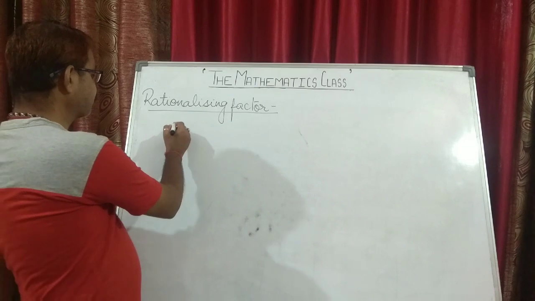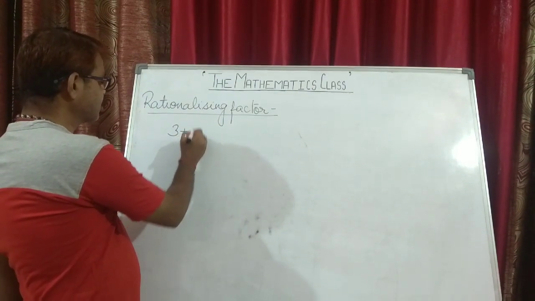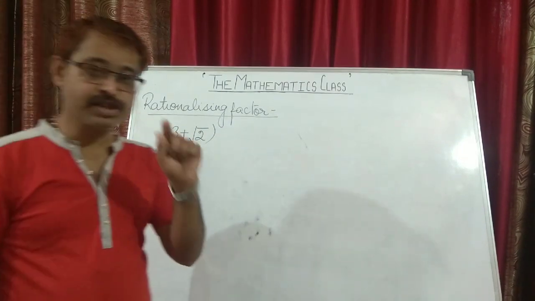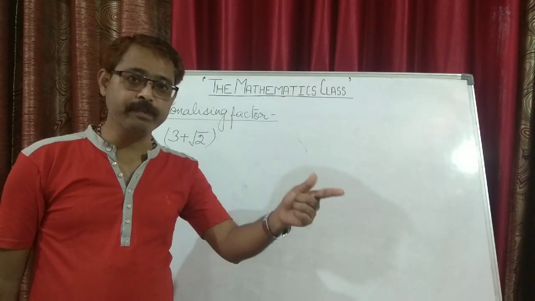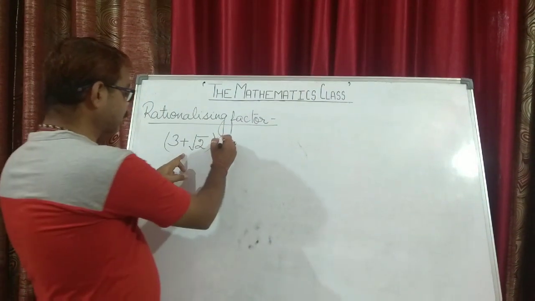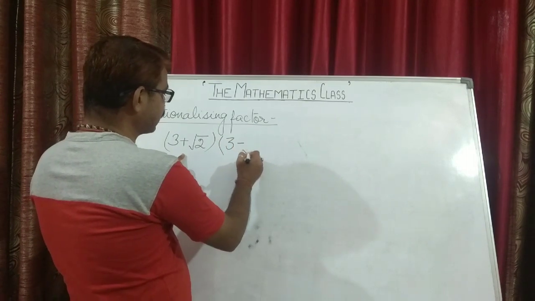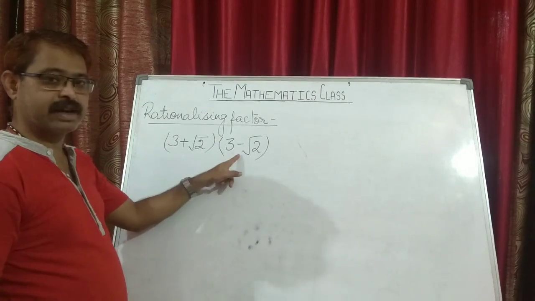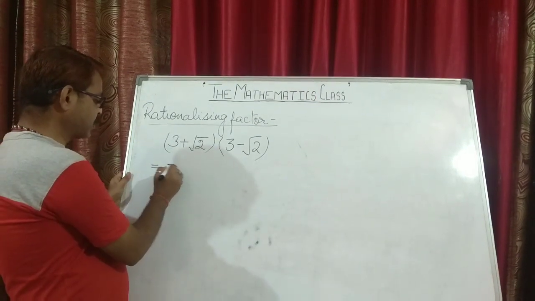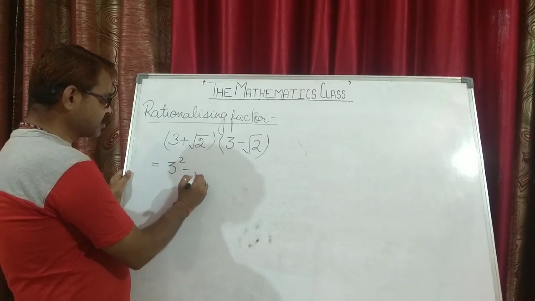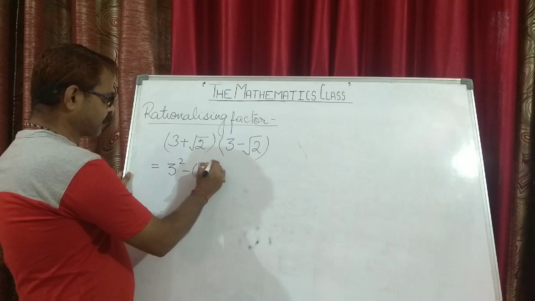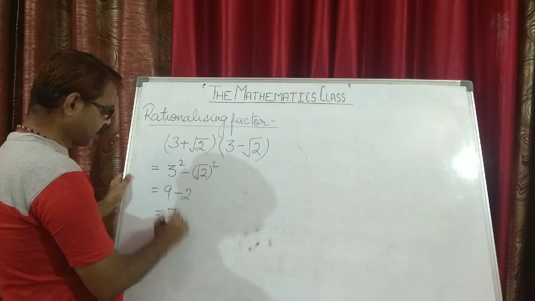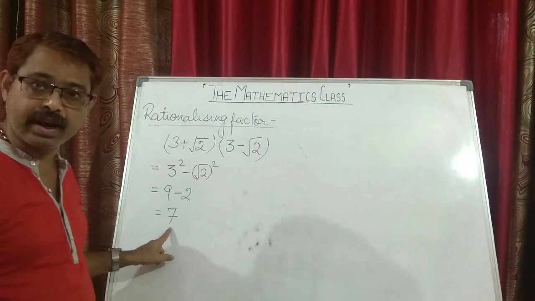For example, I say 3 plus root 2. Now you know that root 2, if one is positive, then other factor would have been negative. So the other factor can be written as 3 minus root 2. If you multiply these two, a plus b, a minus b, that is a square minus b square, so you will get 3 square minus root 2 square. That you will get as 9 minus 2, that is 7. Finally, you are getting a rational number.